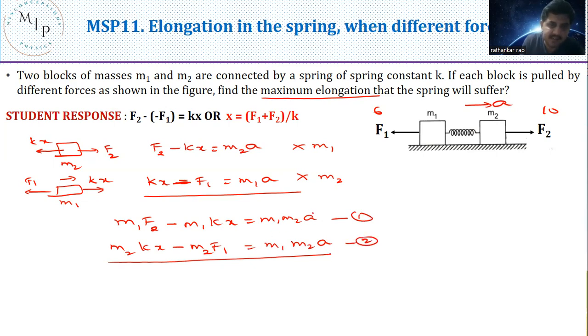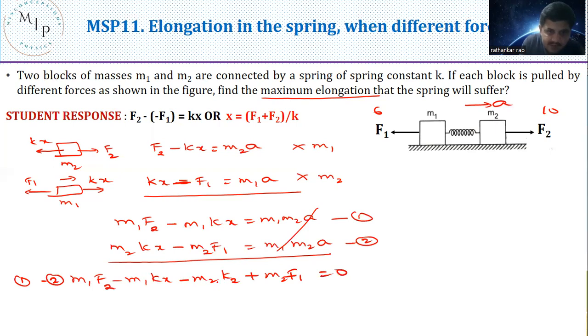Or maybe I can directly solve this. These two cancel. So now this becomes M1 F2 minus M1 Kx minus M2 Kx plus M2 F1. What I have done is nothing but I have just subtracted 1 minus 2. Okay. So let me put all these x quantities on the other side. Is the x missing here? M2 F1 into x. See, you have to be very, very careful.